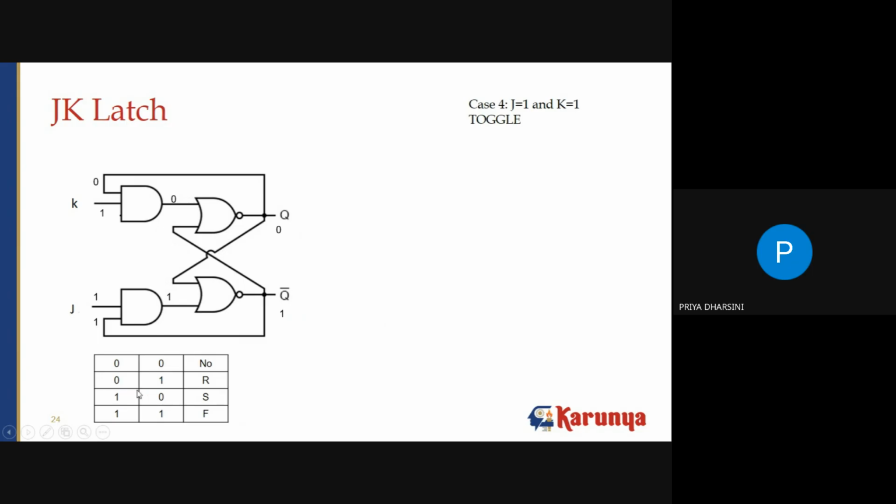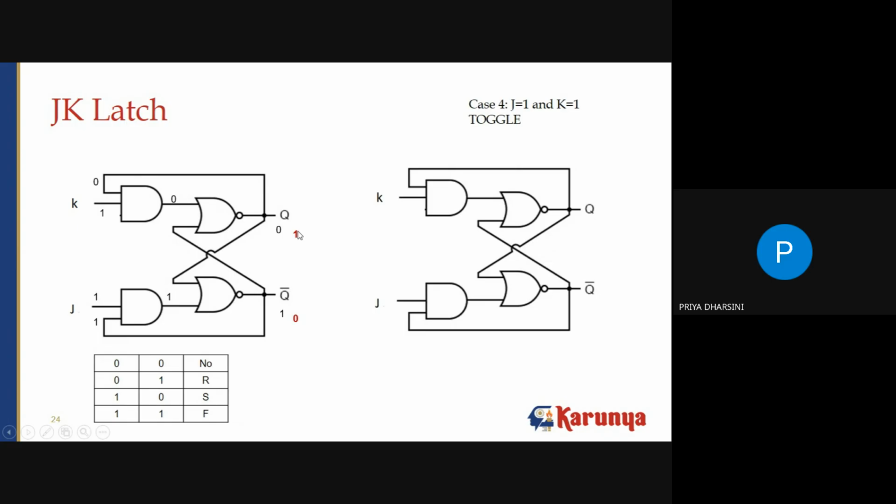R is equal to 0 and S is equal to 1. What will be our output? Set. So it should be 1 here. Okay. But previously we assumed it to be 0. Now we are getting 1. So now let's check the other way around.